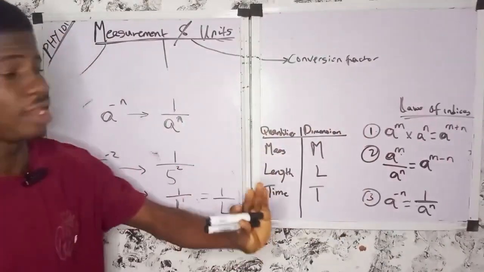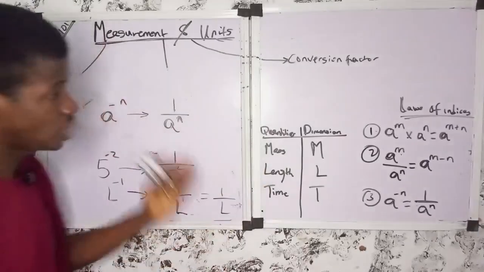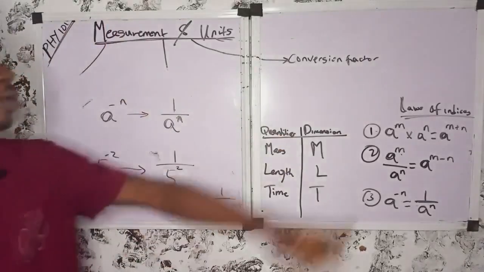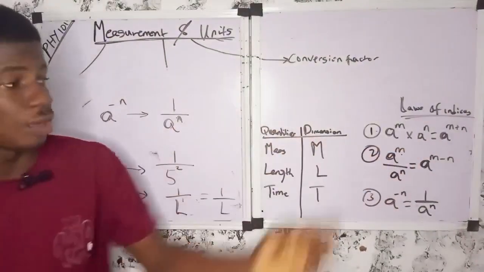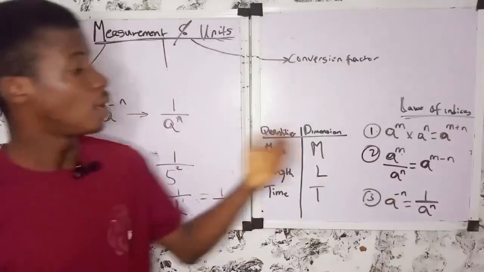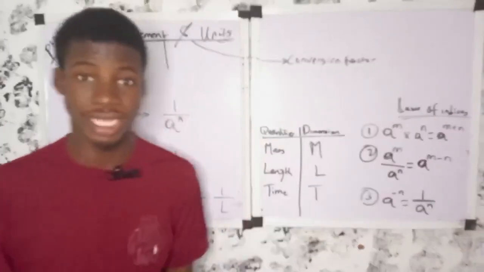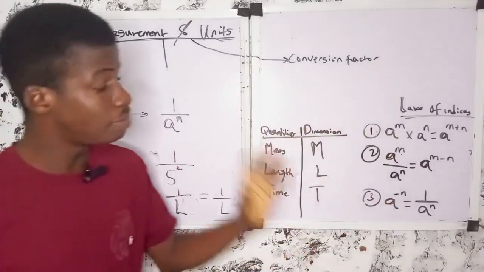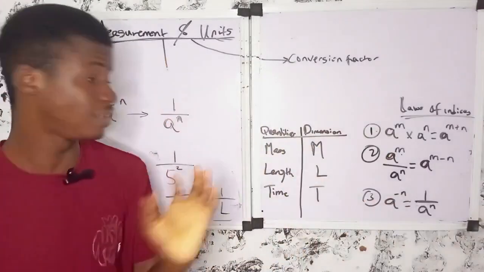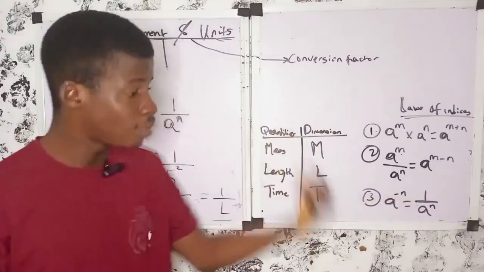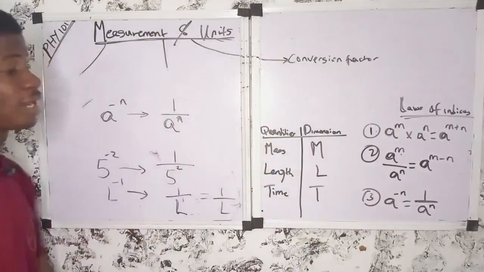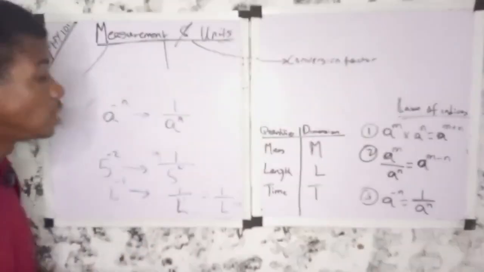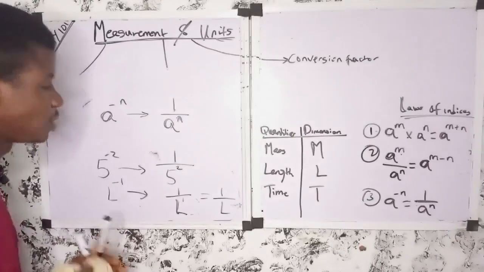Because they are very, very applicable. We are going to use them while getting the dimension of some quantities, okay? When the same bases are multiplying each other, we take one of the bases and we add their powers. When the same bases are dividing each other, we take one of the bases, we subtract their powers. Then when a base is raised to the power of a negative number, it's still the same thing as 1 over that base raised to the power of the number. I don't know if you understand, okay?